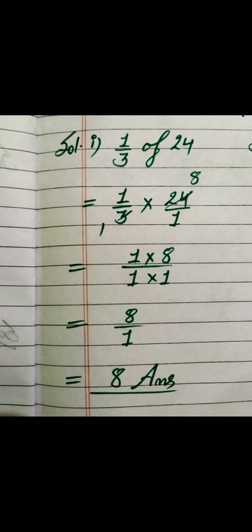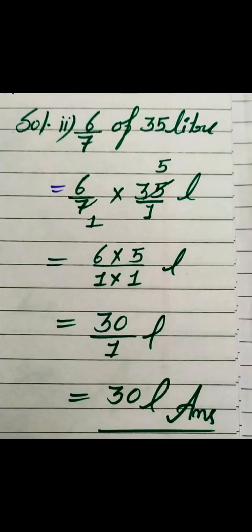Now the second one: here you have to solve 6 upon 7 of 35 liters. So again this "of" will be converted into multiply and this 35 can be written as 35 upon 1. As you are seeing, this unit liter will continue till the answer. Now we will solve only the numbers. As you are seeing, this 7 and 35 both are divisible by 7, like 7 ones are 7 and 7 fives are 35.